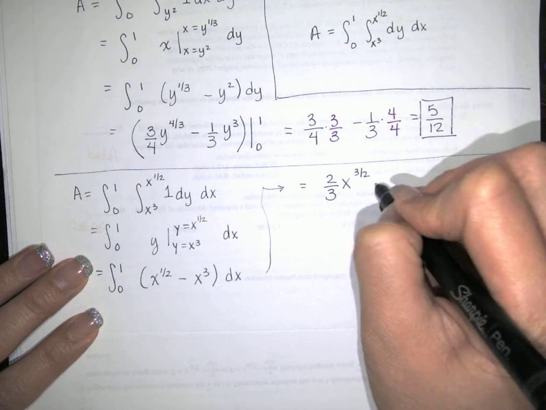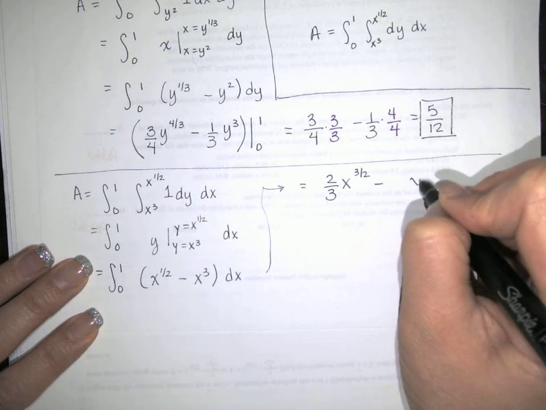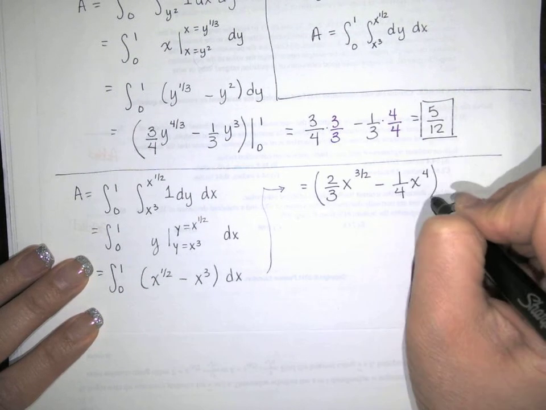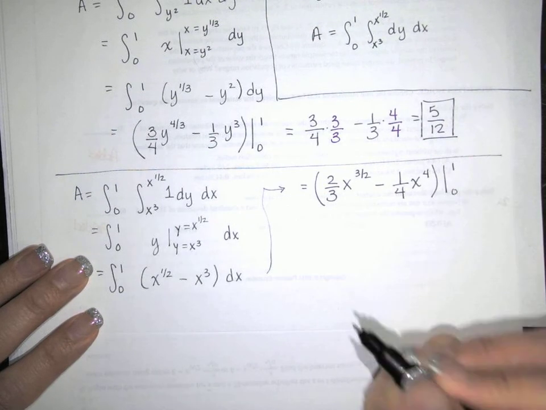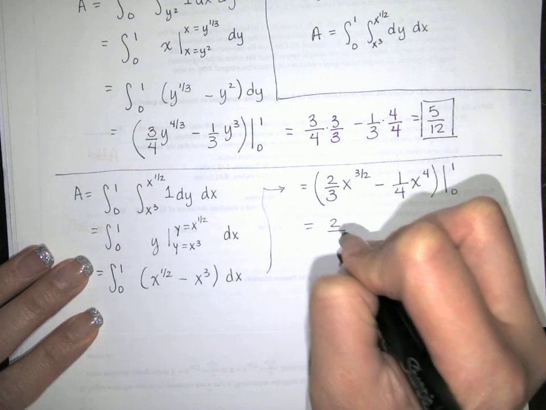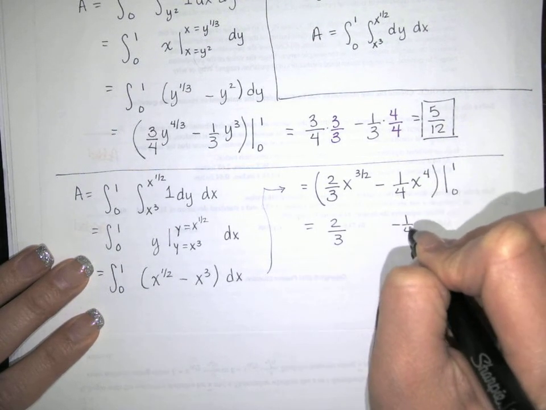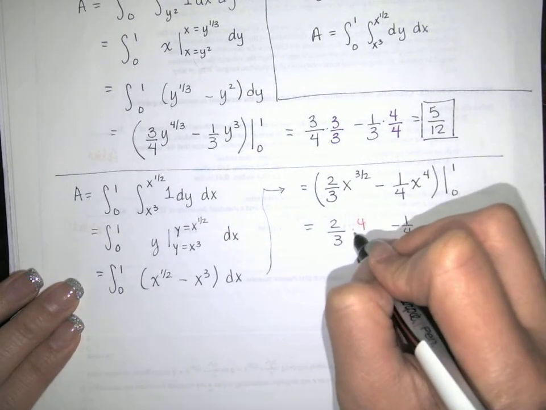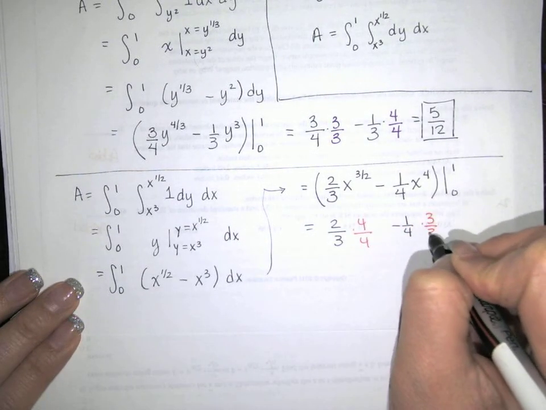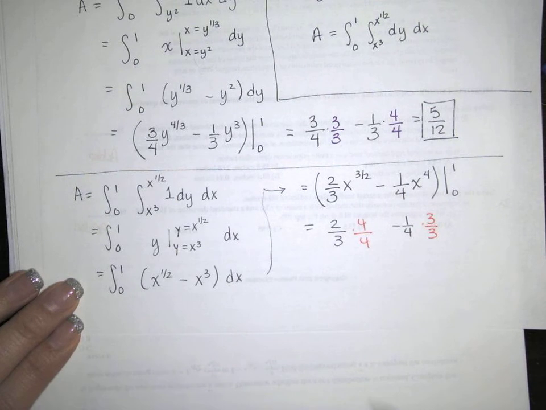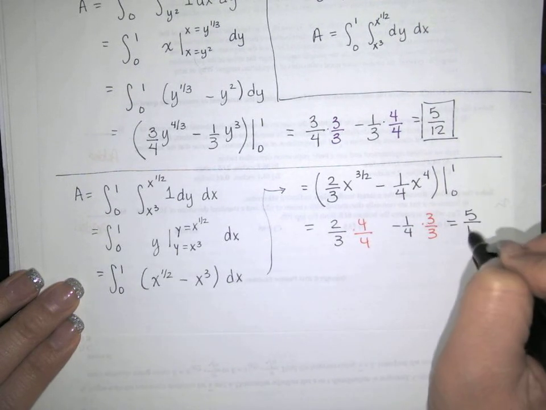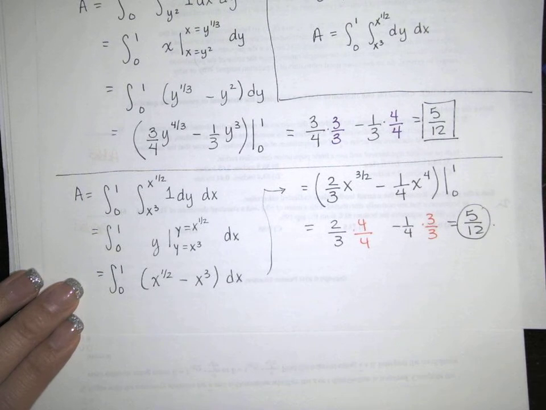Then over here, the power rule, add 1 to the exponent, divide by the new exponent, substitute in 0 and 1 and subtract, and we get 2/3 minus 1/4. Now if I get a common denominator, I get 8/12 minus 3/12. 8 minus 3 is 5. Hey, we get exactly the same area.